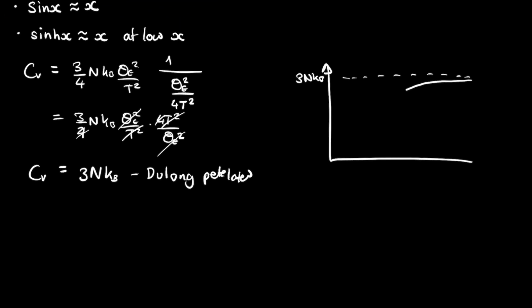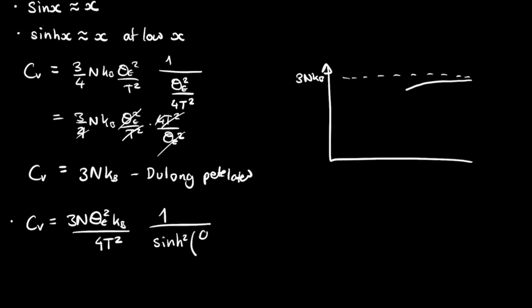Well, let's go ahead and do a similar thing. Let's go ahead and write out what the heat capacity originally is. So it's 3n theta_E squared k_B divided by 4T squared. This is the result we got for the heat capacity, multiplied by 1 over sinh squared of theta_E divided by 2T. So this is our heat capacity general expression.